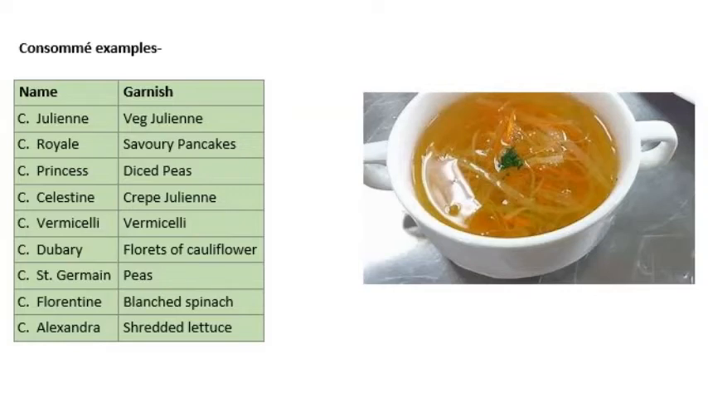Consomme vermicelli, garnished with vermicelli pasta. Consomme Duberry, garnished with florets of cauliflower, consomme St. Germain, garnished with peas, consomme florentine, garnished with blanched spinach, consomme alexandra, garnished with shredded lettuce. You can just pause the video and have a look at all the different types of consommes.